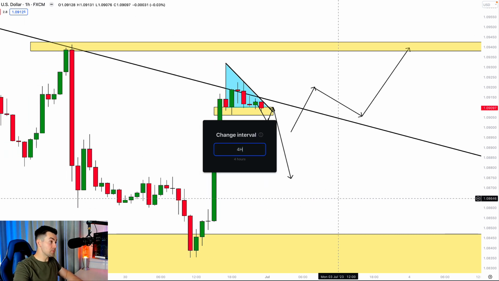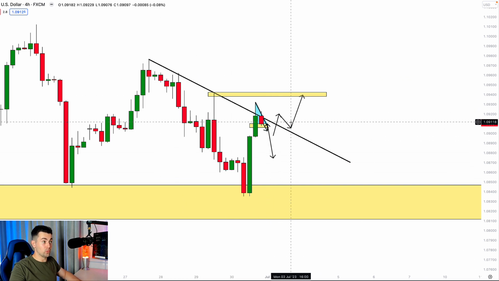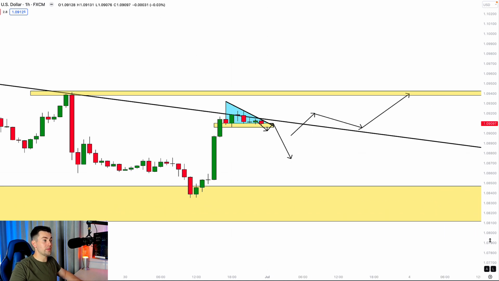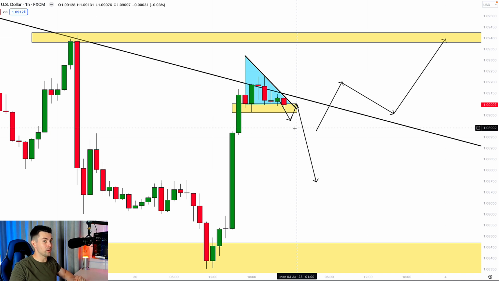So, two scenarios, traders. Either you wait for a bullish breakout of the trend line on the 4-hour, it will be a very bullish trigger, or you monitor the descending triangle on an hourly time frame and you wait for a neckline breakout to short.